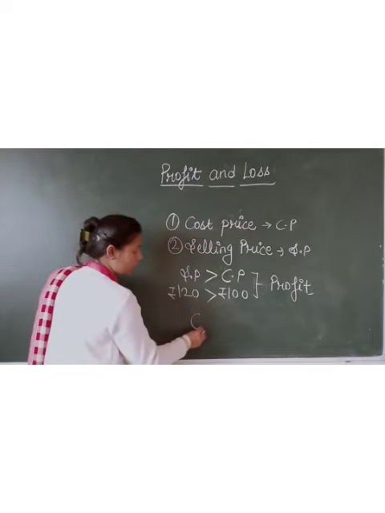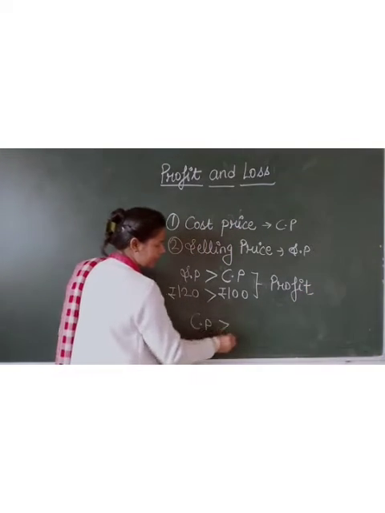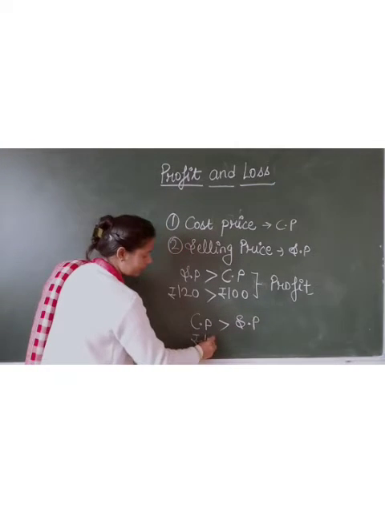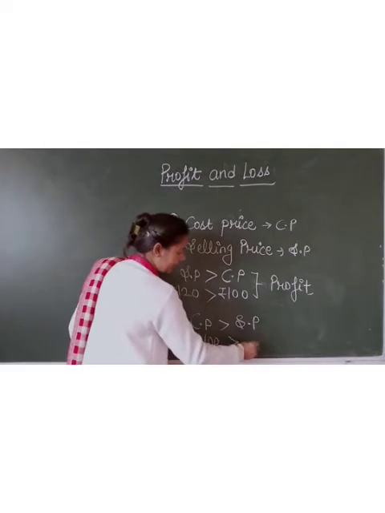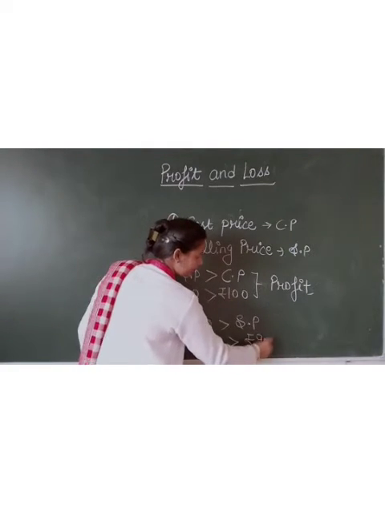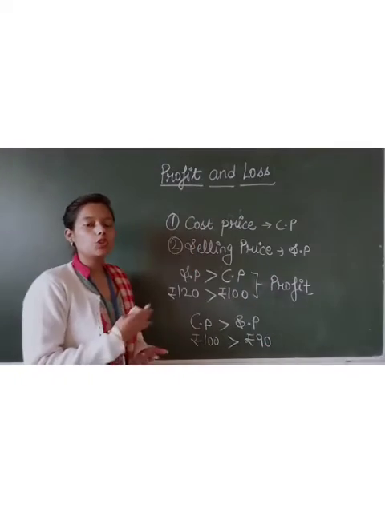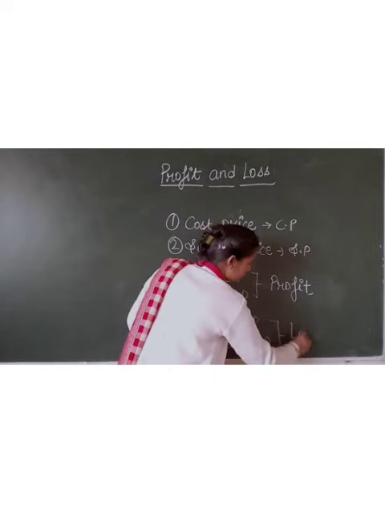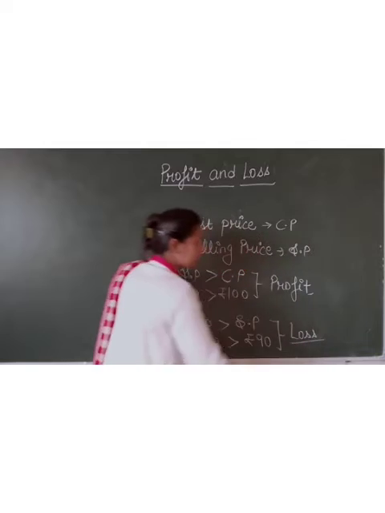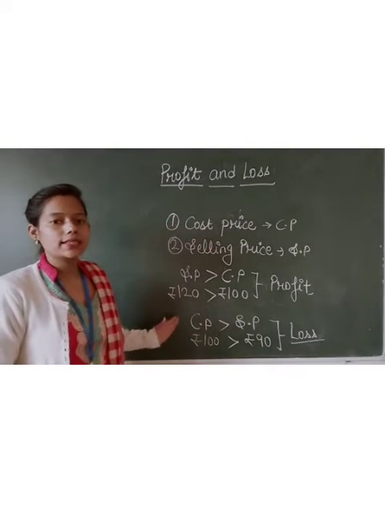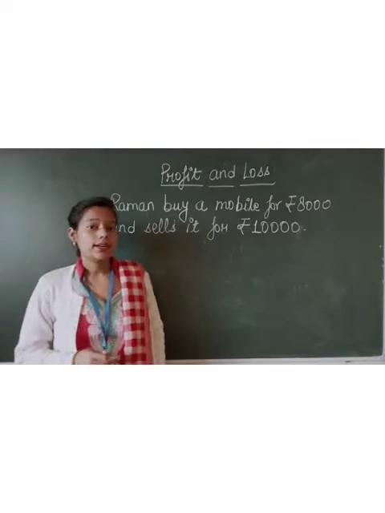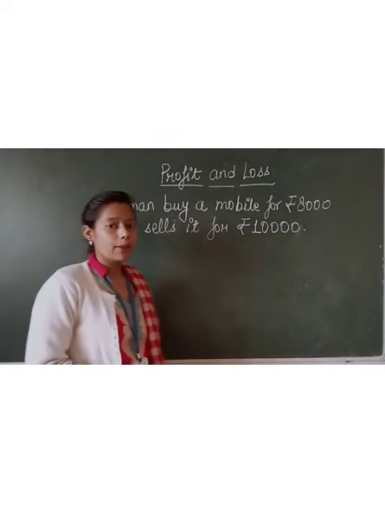And if cost price is greater than selling price, like if we bought a thing for 100 rupees and sold it for 90 rupees, so it is the condition of loss. So our profit and loss completely depend on selling price and cost price: on which price we bought it, and on which price we sell. Let's understand it by using an example.